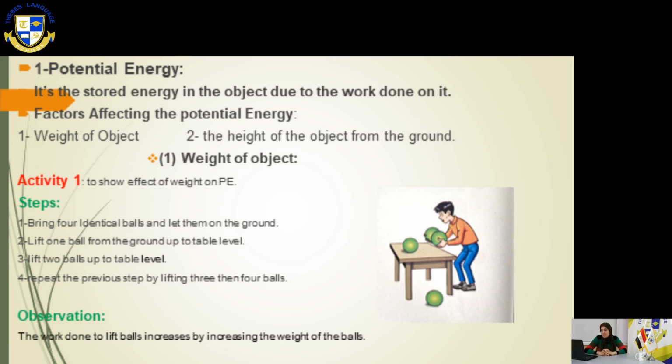As we see in this activity, we have some balls, and we will see the effect of weight on potential energy. Our steps: bring 4 identical balls and put them on the ground. Then we will lift one ball from the ground to the table. Then we will lift 2 balls from the ground to the table. Third, we will lift 3 balls and then 4 balls. Observation: we will see that the work done to lift 1 ball is smaller than 2 balls, smaller than 3, smaller than 4. So the work done to lift balls increases by increasing the weight of the balls.